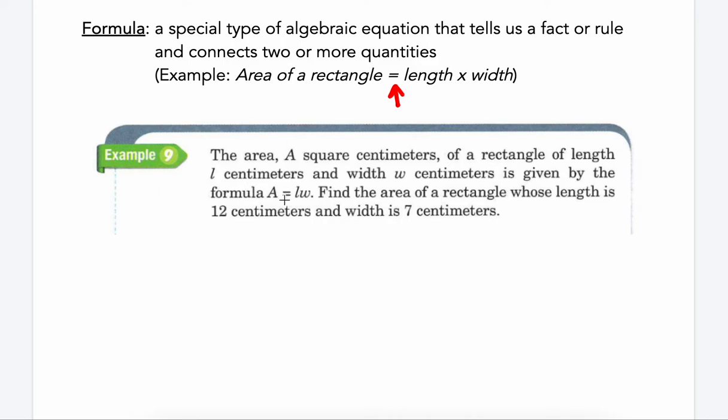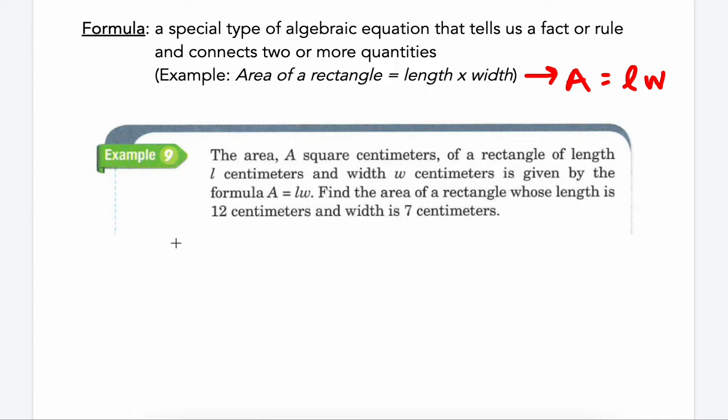Is given by the formula A equals L times W. So all they're saying is instead of area of rectangle equals length times width, they're just rewriting it so that instead of all that, they're just saying A equals L times W. Okay? Just a shorthand way of writing. Now they're saying to find the area of a rectangle whose length is 12 centimeters and width is 7 centimeters. So just like the last lesson where we substituted values in for the variable, that's what we're doing here.